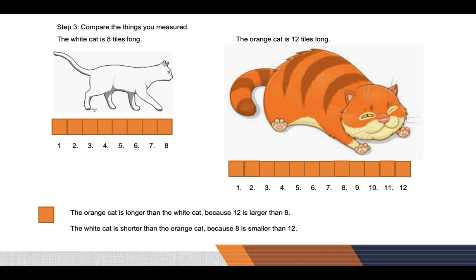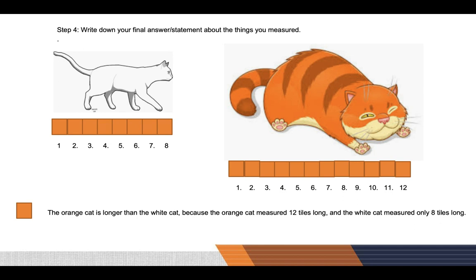Step 3, compare the things you measured. The white cat is 8 tiles long. The orange cat is 12 tiles long. The orange cat is longer than the white cat because 12 is larger than 8. The white cat is shorter than the orange cat because 8 is smaller than 12.